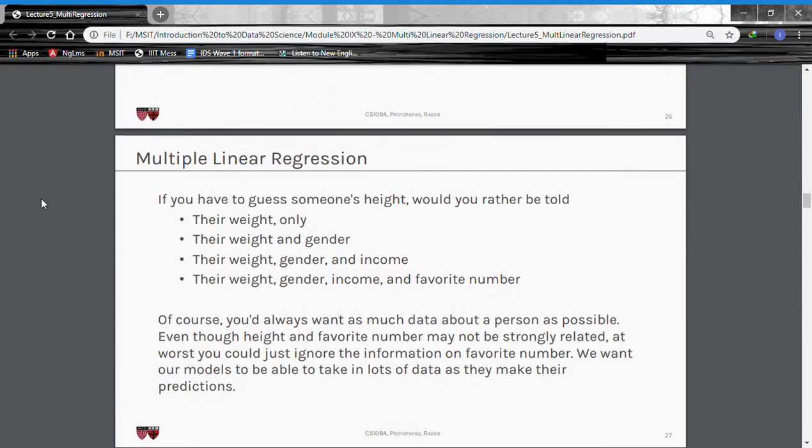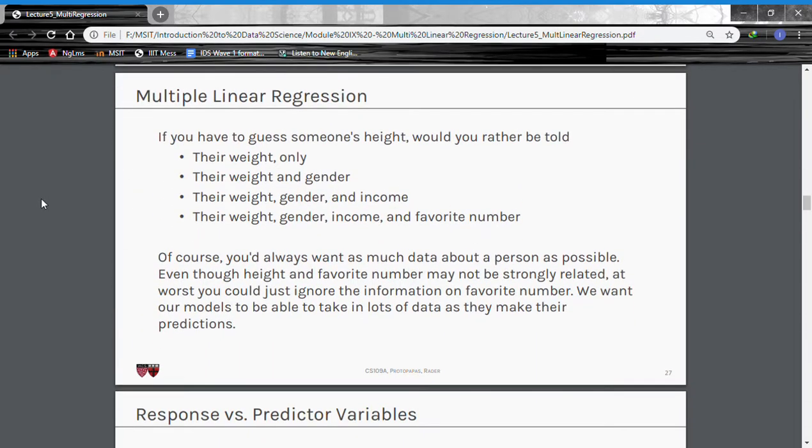In linear regression, we have one independent variable and one dependent variable, whereas in multiple linear regression, we have more predictors. Like here, if you want to guess someone's height, we can have data of weight and gender, income and favorite number of that person. We can exclude the income and favorite number if you want to. Depending on these weight and gender predictors, we can get the response height through multiple linear regression.